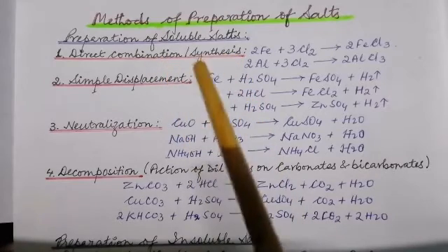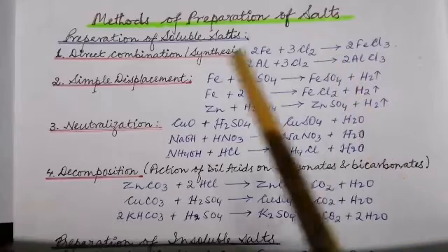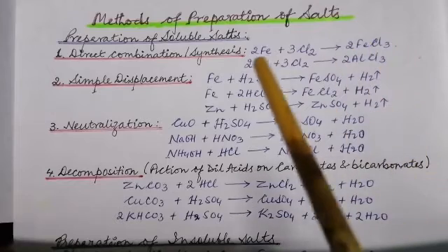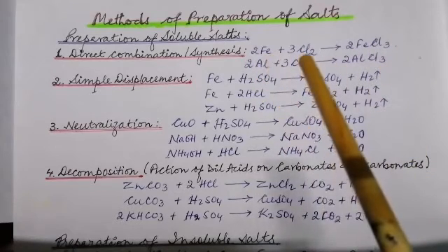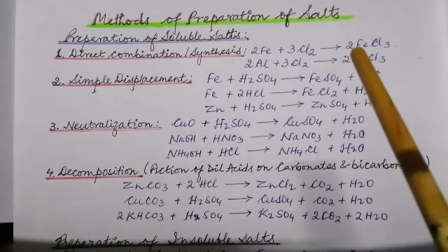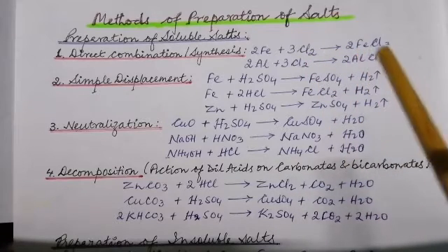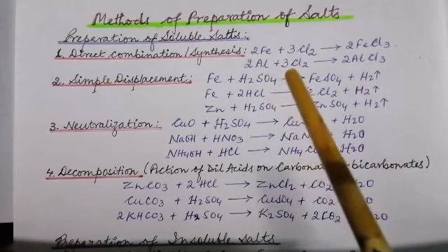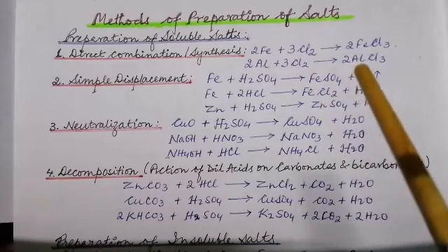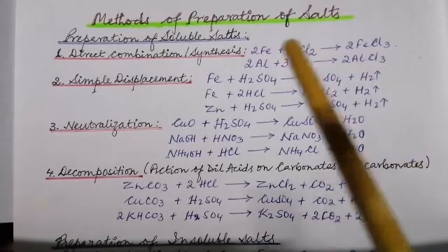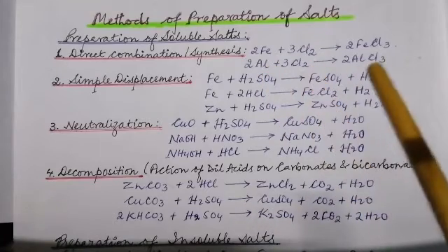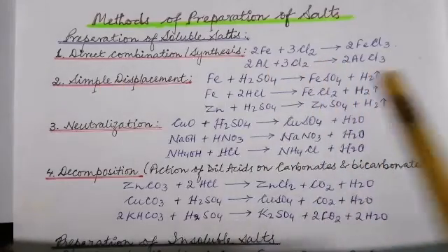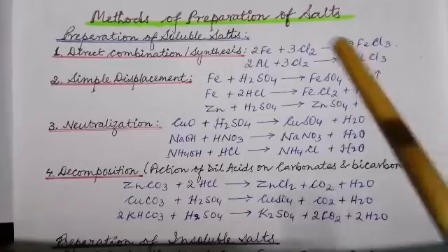For example, A reacts with B, it gives you AB. So similarly, if you want to prepare ferric chloride or iron 3 chloride, iron is reacted with dry chlorine gas, and of course it is heated. It gives you ferric chloride or iron 3 chloride. Similarly, aluminium is reacted with chlorine gas to give you aluminium chloride. So A reacts with B, it gives you AB. So it is a direct combination reaction. These are all water soluble salts.